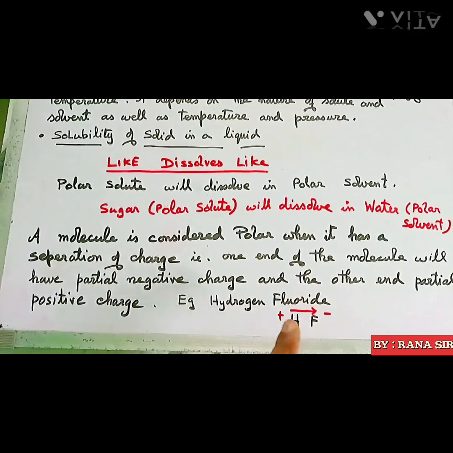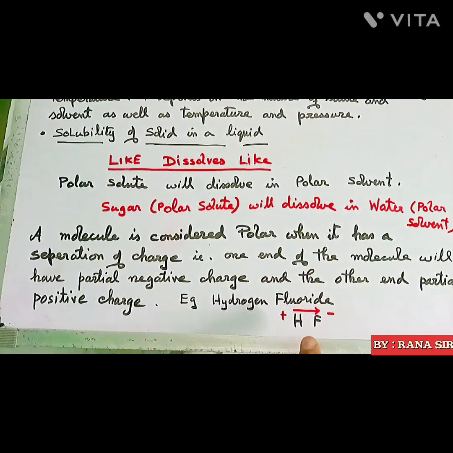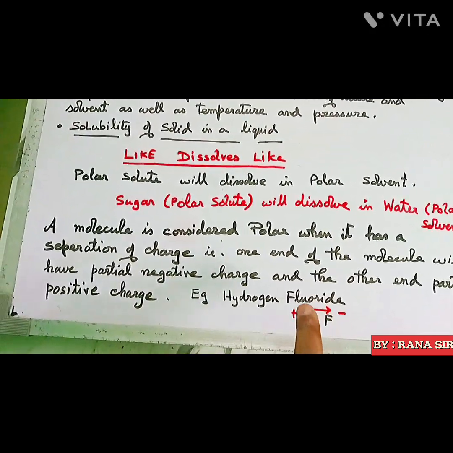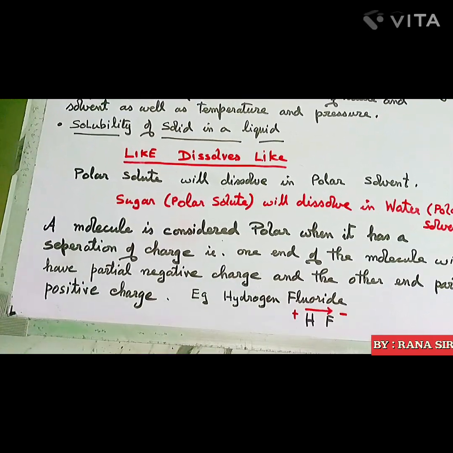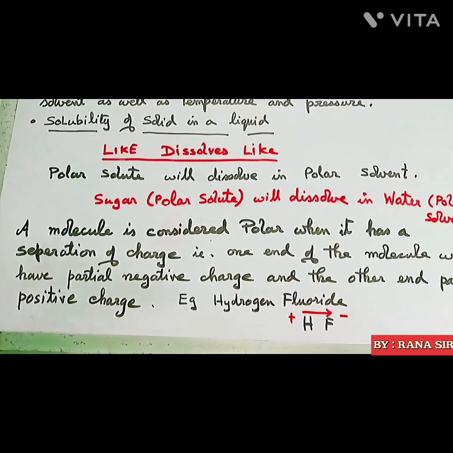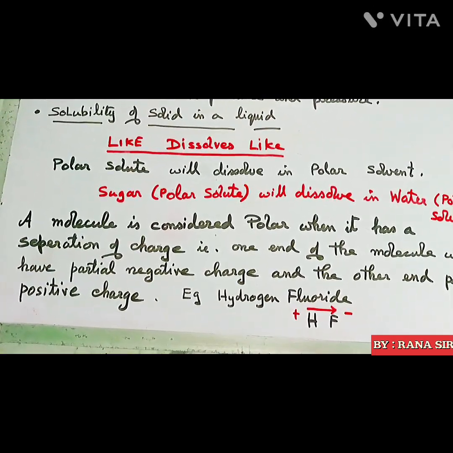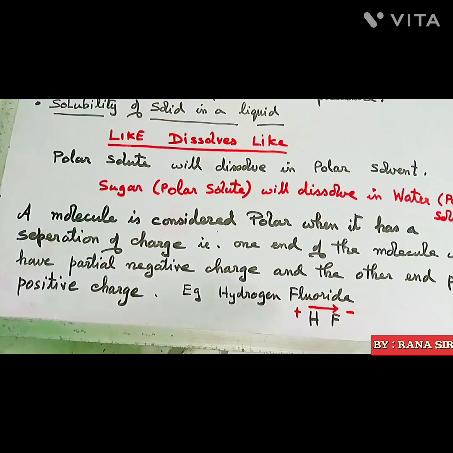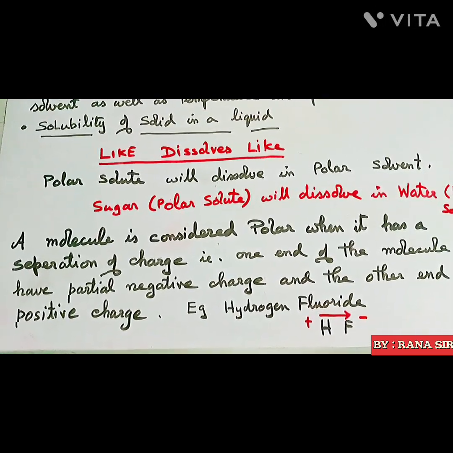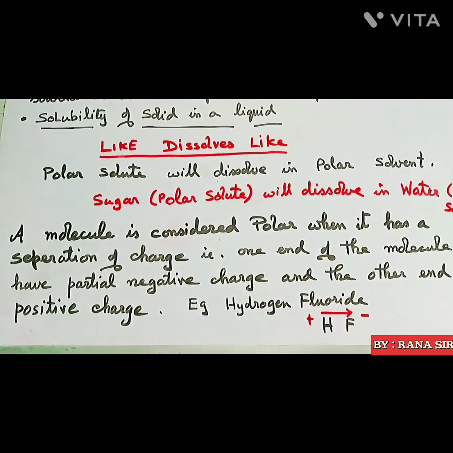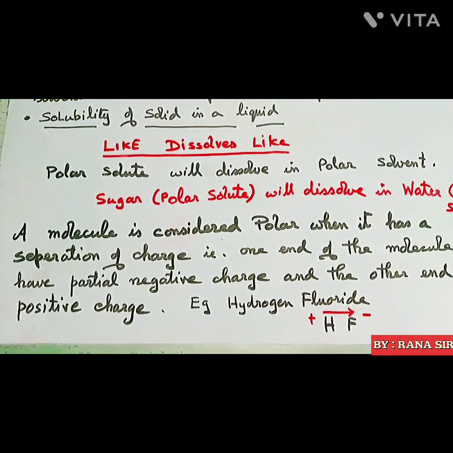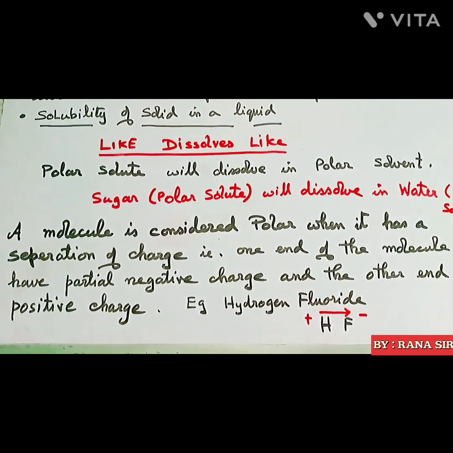Example, hydrogen fluoride. Here we can see that fluorine is highly electronegative, so it attracts the negative charge towards one end of the molecule, or the negative charge is accumulated at one end of the molecule. The other end of the molecule is hydrogen, which is positive. So you can say that the cloud of electrons is not properly balanced in the molecule. One side has more electrons, the other side has fewer electrons. Such a molecule with imbalanced charge is known as a polar molecule.